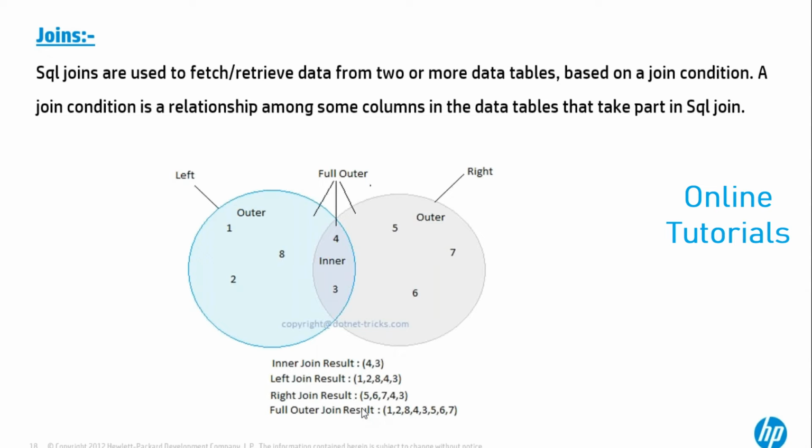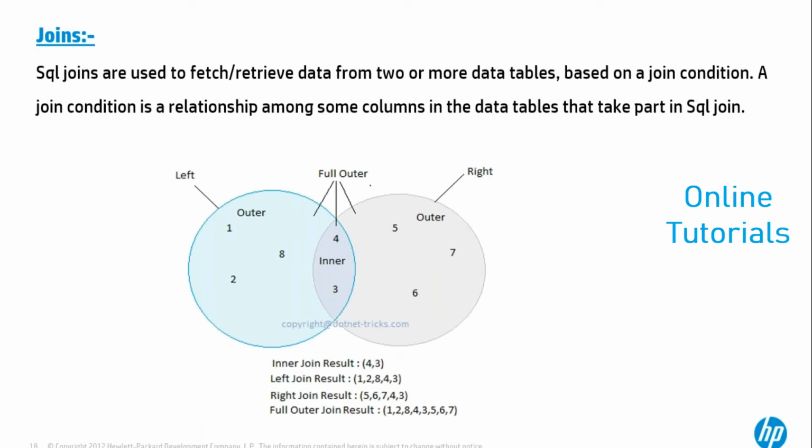So whatever is matching, 4 3 is matching, along with the 4 3, I have 5 6 7. So those three records you are getting. Full outer means you will get all the records, irrespective of joining, matching: 1 2 8 4 3 5 6 7, everything you are getting.